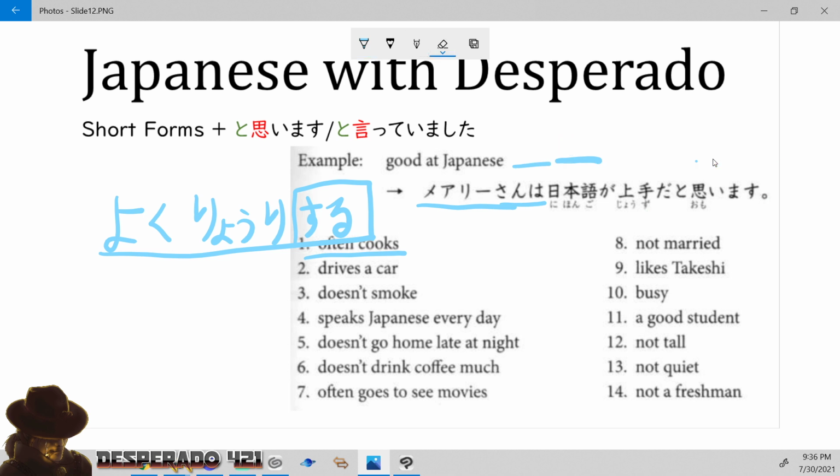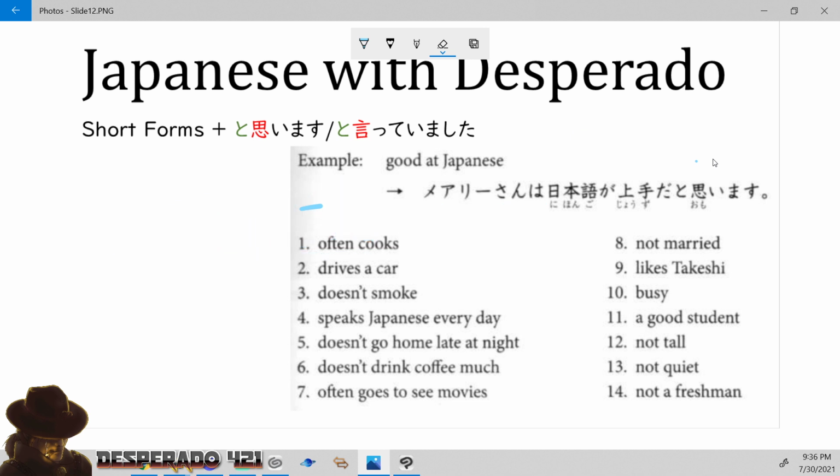So we're going to end the lesson here for today, but we're going to come back and work on this so we can make sure that we get the to omoimasu and to itteimasu. Or itteimashita.